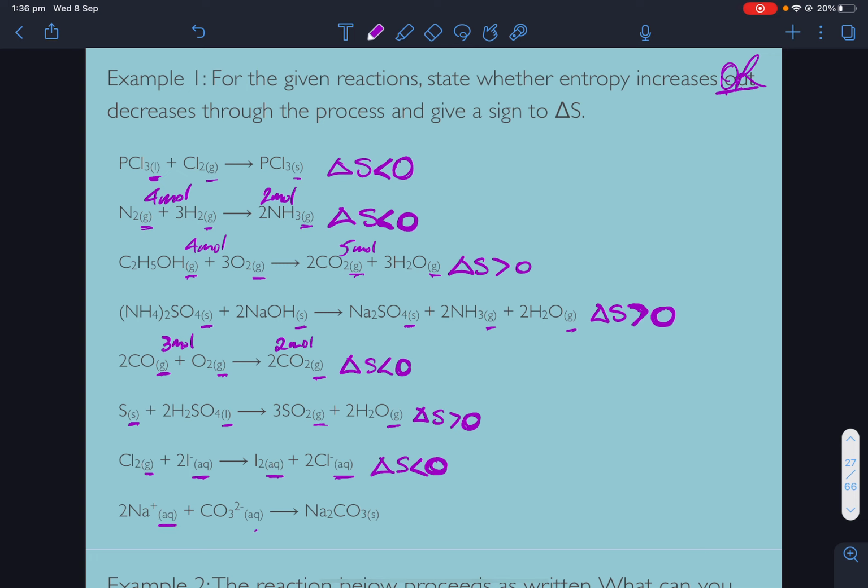Okay, aqueous, aqueous going to solid. Well, solid, less ways you can arrange it, so entropy is also decreasing through this reaction. It's becoming more ordered as a solid.